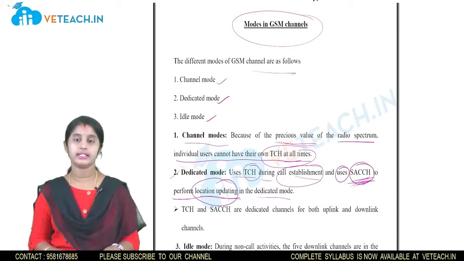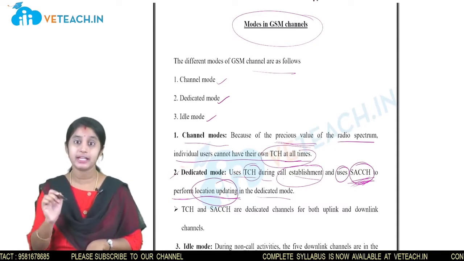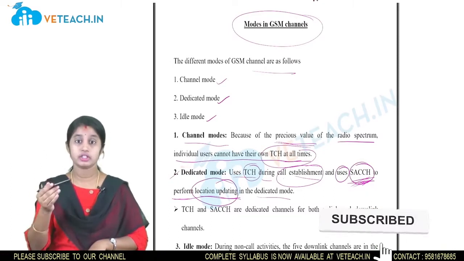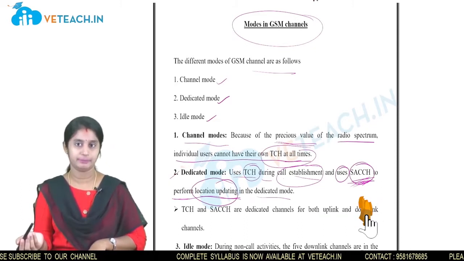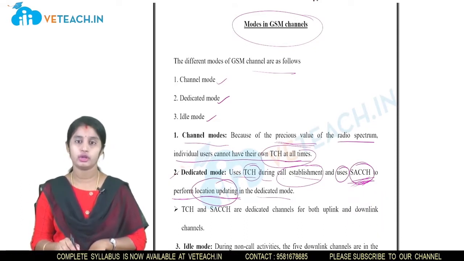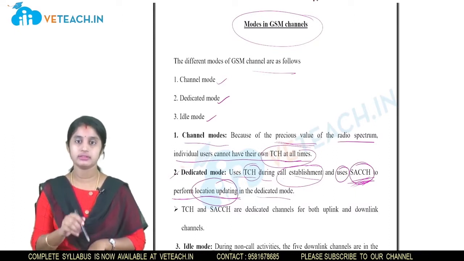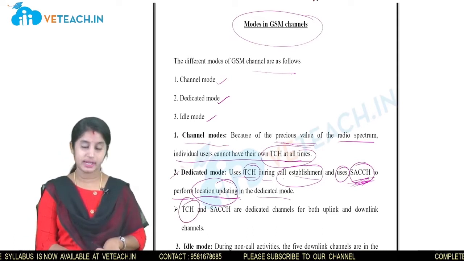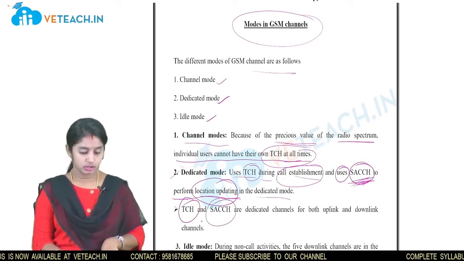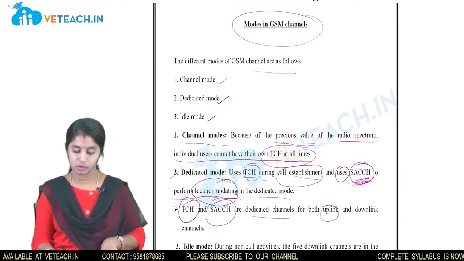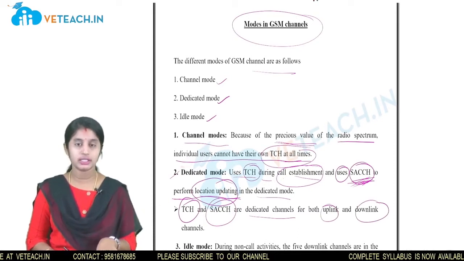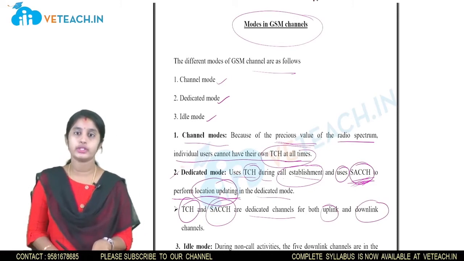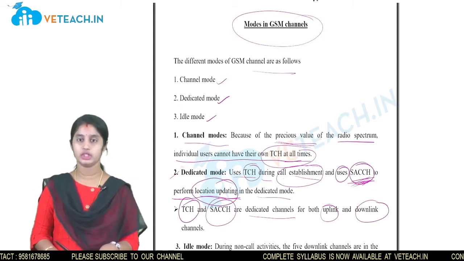Clear? Now the dedicated mode is mainly used to update this information: which channel is available, which channel is not available, which channel is ready to be available for some time. This information will be stored and updated by using the dedicated mode. And now we have the transmission channel and the other dedicated channel, right? These two are dedicated channels for both uplink and downlink. By using these two channels, we operate the process of the uplink channel as well as the downlink channel. Clear?